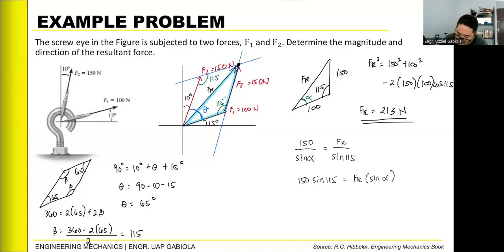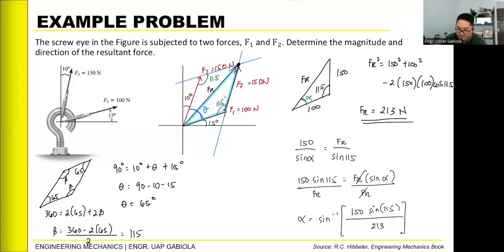Okay? Divide natin both side by FR. Tapos, magiging siyang alpha, i-shift sign natin or inverse sign. So, 150 sine 115 over yung FR natin na 213. And value niya will be sine inverse of 150 sine 115 over 213. We have 39.7 degrees. Okay? Pero yan pa lang yung side na to, no?